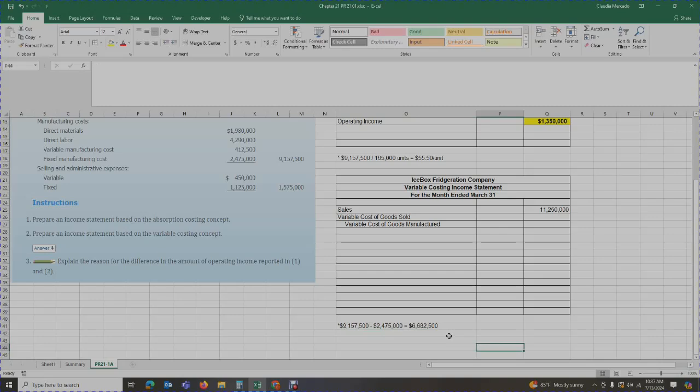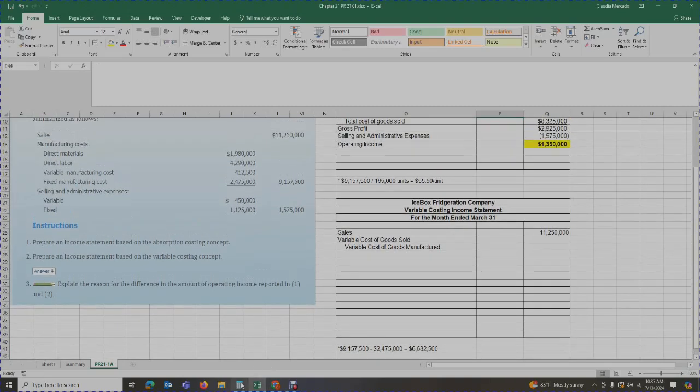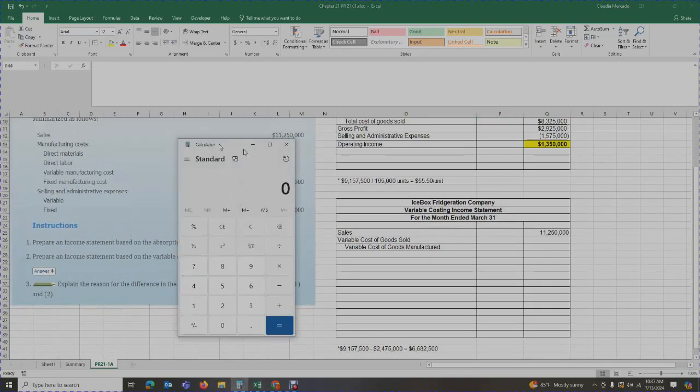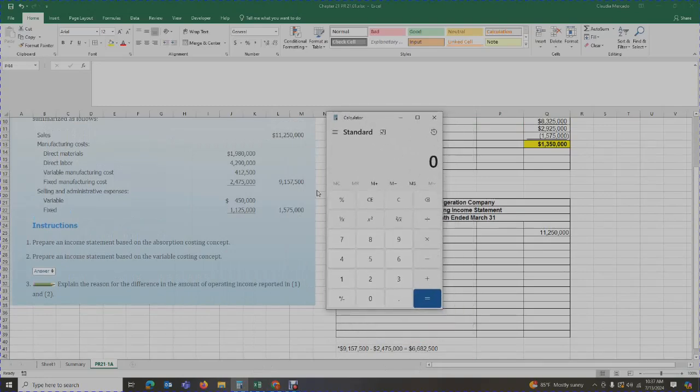So that's 6,682,500. You can do it either that way, or you can simply get your direct materials of 1,980,000, add your direct labor of 4,290,000, and add your variable manufacturing cost of 412,500, and it will yield the same amount, 6,682,500. All we're doing is excluding the fixed manufacturing cost.